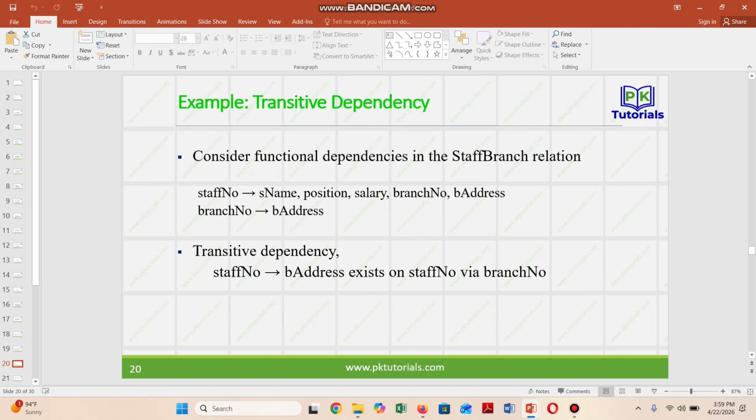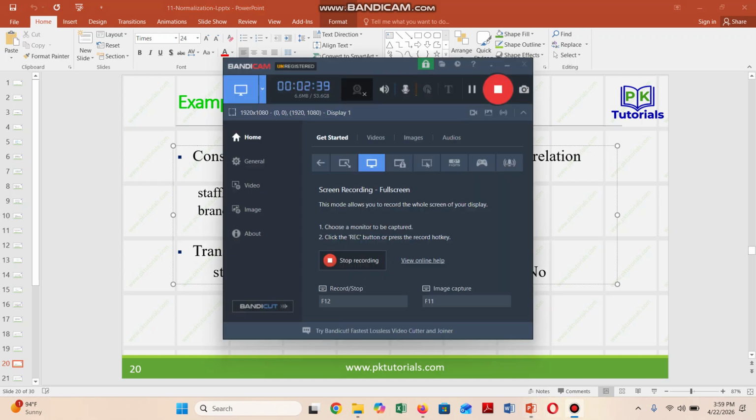In transitive dependency, if you remember the rule, if A equals B and B equals C, then A equals C. Here, for example, staff name, position, salary, branch number, and address are functionally dependent on staff number. Branch address is functionally dependent on branch number. So we can say branch address is transitively dependent on staff number. This is basically the explanation of transitive dependency.